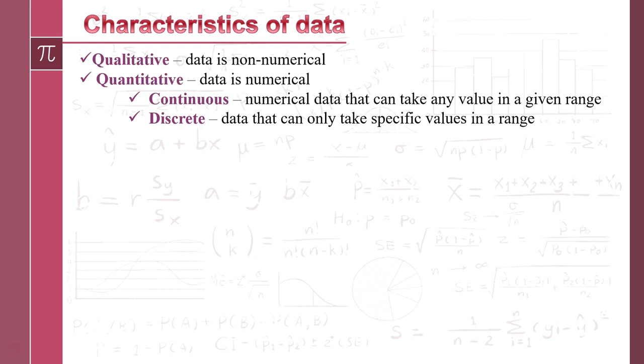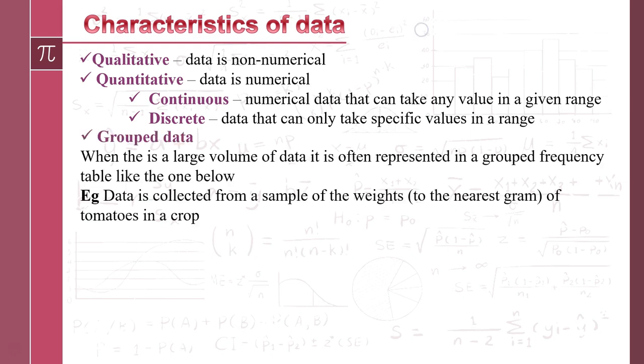So for example, if we were counting, if we were doing something about the number of people in a class, you can have 20 people in the class, you can have 25 people in the class, you can't have 24.3 people in a class. So discrete can only take certain values, whereas continuous data can take any value at all.